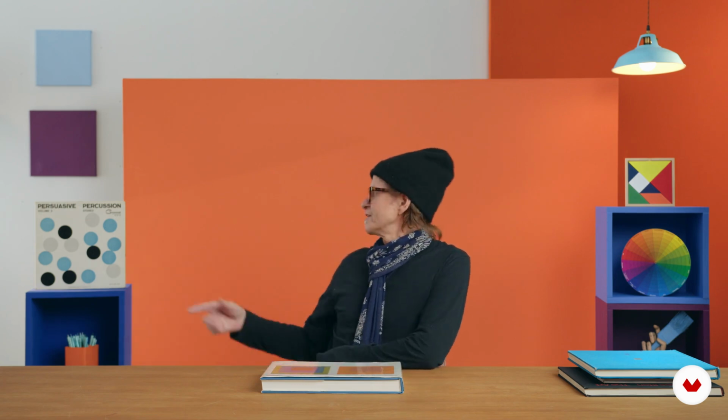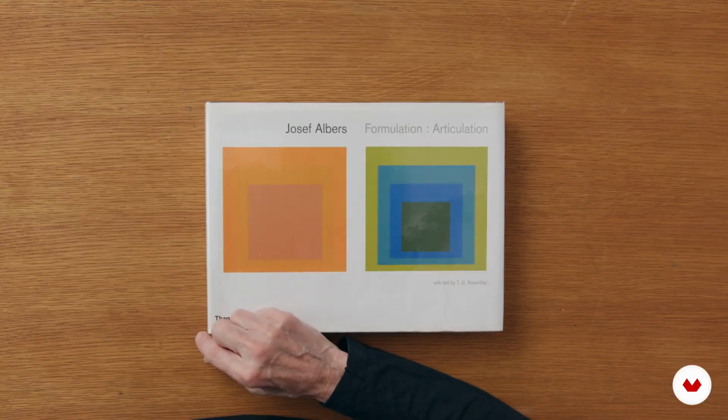In addition to teaching, Albers was a painter, a poet, a photographer, and a graphic designer. This is one of his album covers back here that he did in the early 60s. As an artist, Albers is best known as a painter, and in particular, his Homage to the Square series. His Homage to the Square paintings are beautifully documented in this book, Formulation and Articulation.